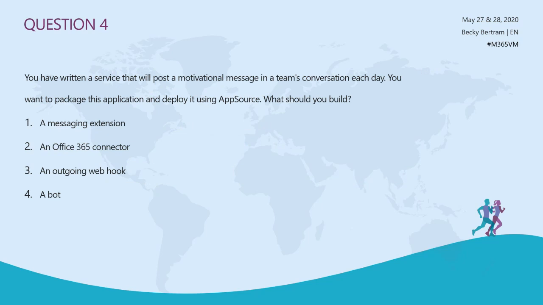All right, you have written a service that will post a motivational message in a Teams conversation each day. You want to package this application and deploy it using AppSource. What should you build? A messaging extension, an Office 365 connector, an outgoing webhook, or a bot? The answer would be an Office 365 connector. A messaging extension would allow a user to post a message, but not somebody else. It would not be incoming. Outgoing is outgoing. A bot, again, requires user interaction. The Office 365 connector allows incoming message, and it can be packaged.